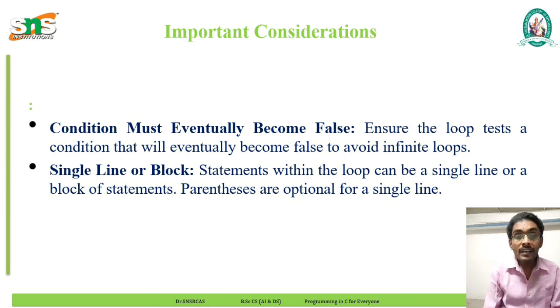And there are some important considerations while using looping statements in C language. The condition you are giving must become false at least once. You are supposed to ensure the loop tests a condition that will eventually become false to avoid infinite loops. You are supposed to give a condition in such a way that the looping statement must end in certain cases. Otherwise, the loop will become indefinite.